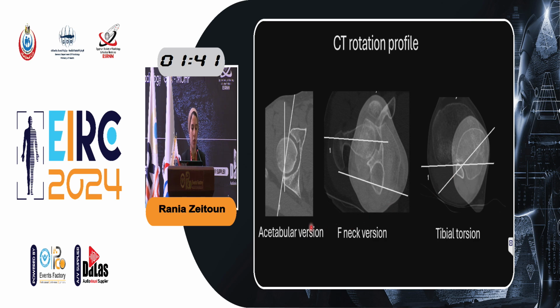So the acetabular version angle gives us an impression about the under and over coverage, and it should be in the range of 15 to 20. Femoral neck version gives us an impression about the femoral neck rotation abnormalities, anteversion, retroversion, and it is expected to be in the range of 20 to 25. And finally, the tibial torsion gives an idea whether any superior axis abnormality has been corrected inferiorly or not.